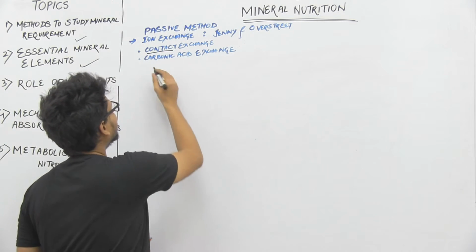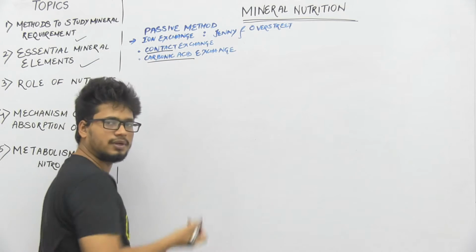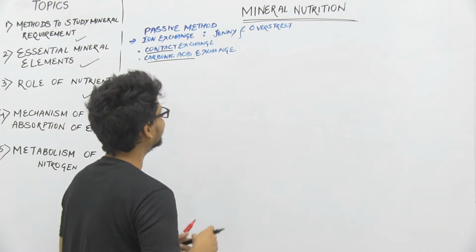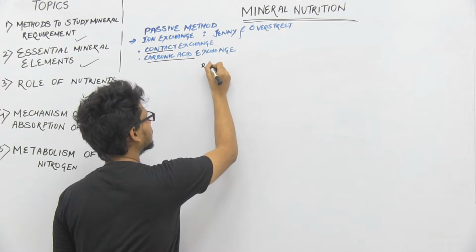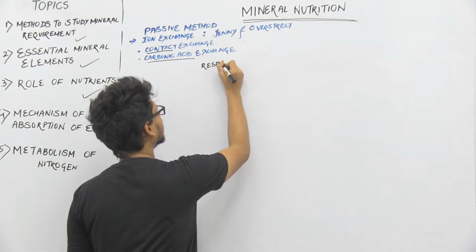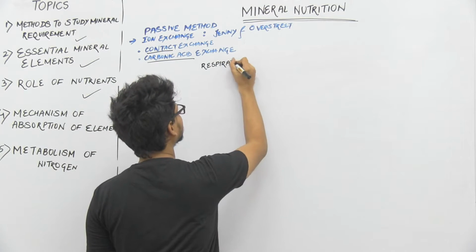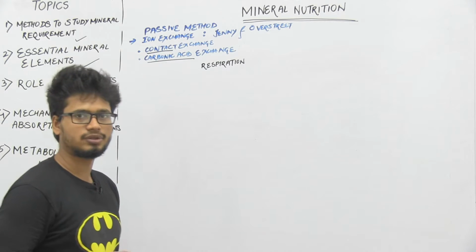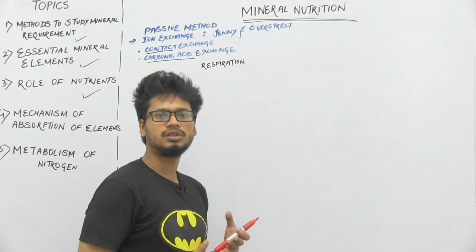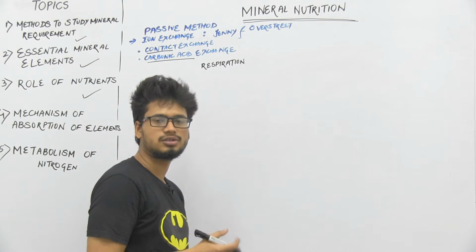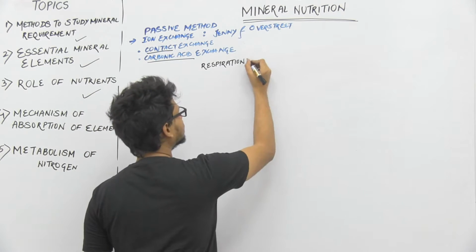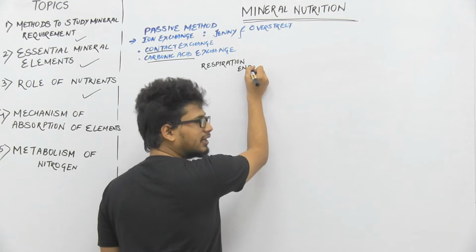Okay, carbonic acid exchange. The term here which stands out is carbonic acid. Now, as we know, respiration is a process. What is respiration? Respiration is a process through which we break down macromolecules or substrate to liberate energy. So what are the end products of respiration?